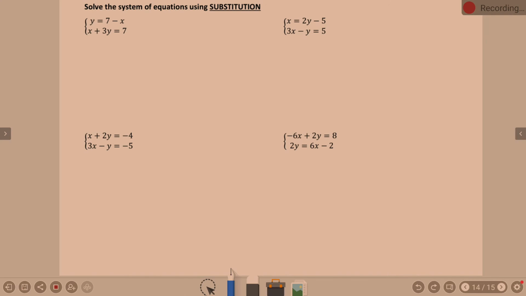Okay. Substitution. First of all, look for an equation that is either x equals or y equals. Do I have an equation that is x equals or y equals? I do. I have an equation that is y equals 7 minus x. So what we're going to do is substitute that y value into the other equation. I'm going to use the idea that every place I see a y, I'm going to replace it with 7 minus x.